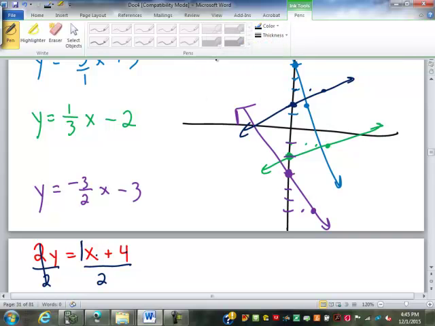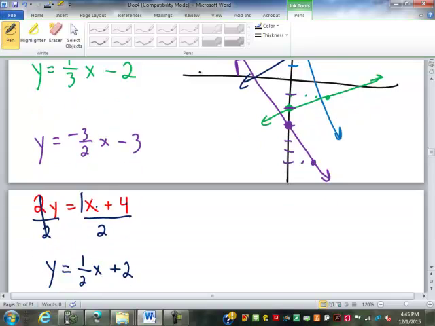So we have to make sure our equation is in that form, y equals. There's nothing else with the y.